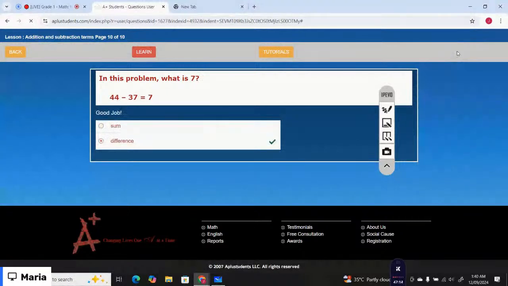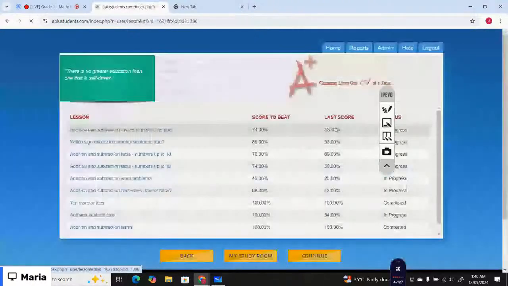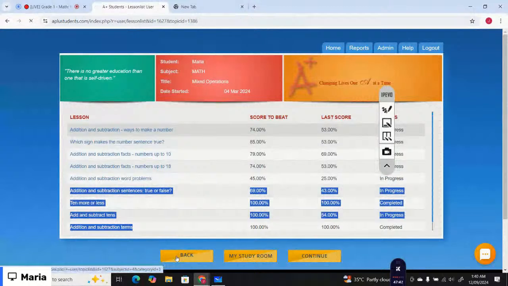Okay, we are done with the lesson. So we're working on grade 1 math. The chapter we're working on is mixed operations, and the lessons we have covered today are addition and subtraction sentences true or false, 10 more or less, add and subtract tens, and then addition and subtraction terms. These are the lessons we have just finished, right?